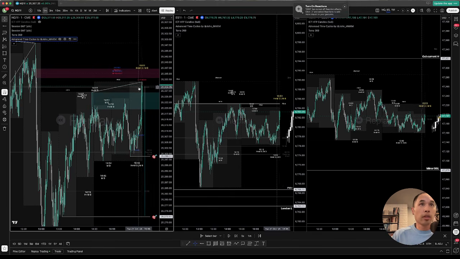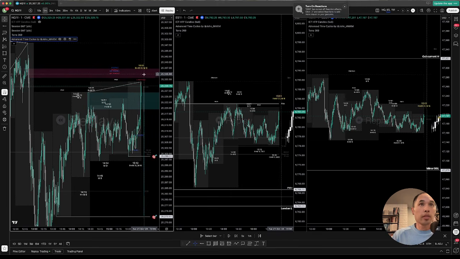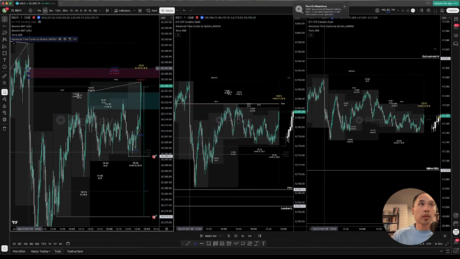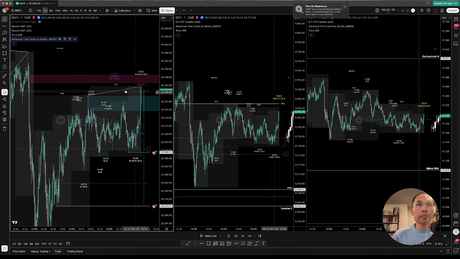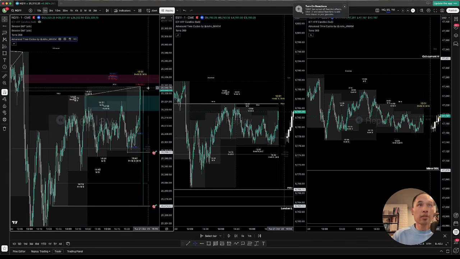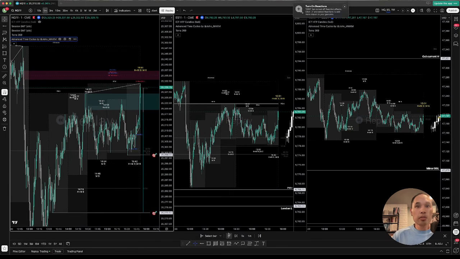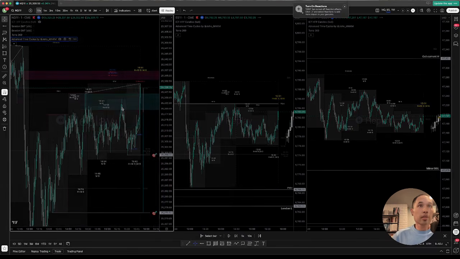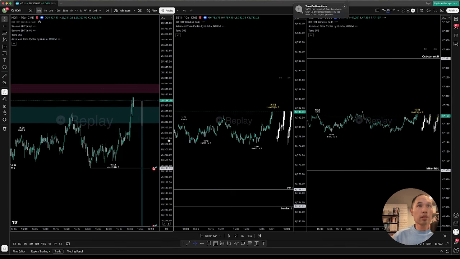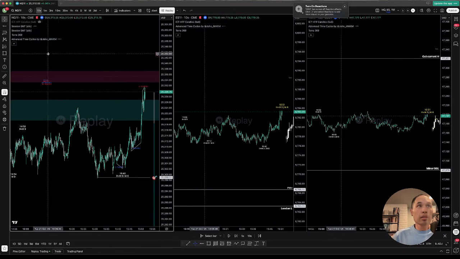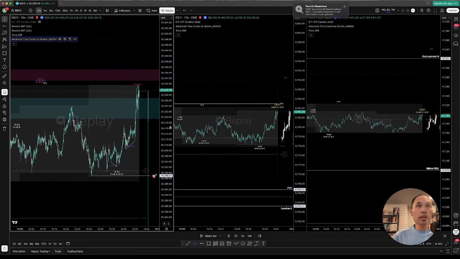But I went long there, and then once it hit this POI up in this SIBI, that's what I was looking at. Because we created this SMT, so I was seeing when we reverse. So let's play it out. I think I was using the 10-second. Yeah, I was looking at the 10-second.